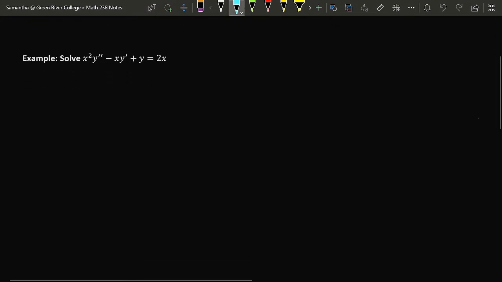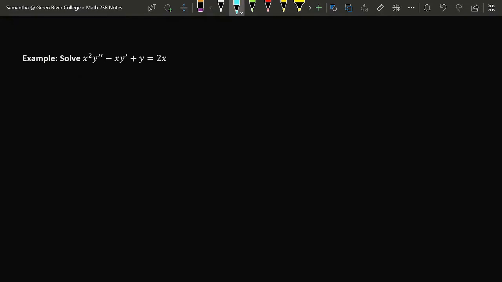Let me demonstrate it by example. So the first one we have is x squared y double prime minus x times y prime plus y is equal to 2x. This is a Cauchy-Euler equation because if I look on the left-hand side, the number of x's is always an exact match to the order of the derivative of y. 2 x's, y double prime. 1 x, y single prime. No x's, y with no primes.